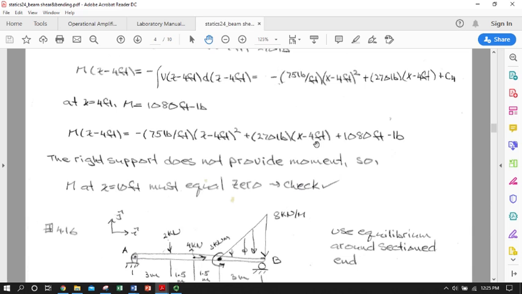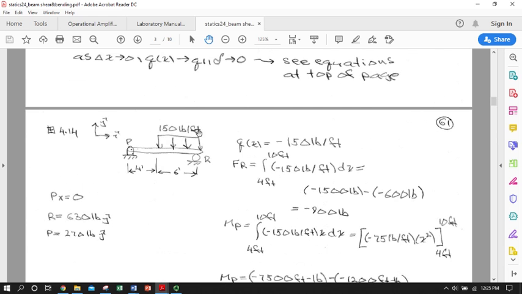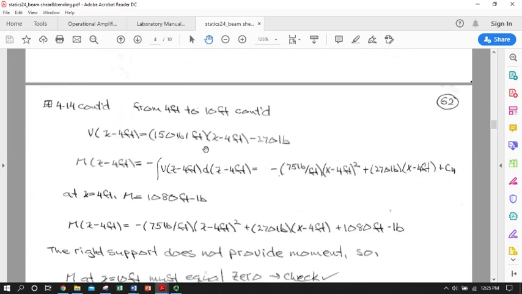So if we put in 10 feet, we better hope that this thing goes to 0, because the right hand support does not apply moment. So if you evaluate this at 10 feet, it has to go to 0, and it does. So that's our check. When we have a constant distributed load, this is a trend to think about: we end up having a linearly increasing shear and a parabolically increasing moment in response to that.